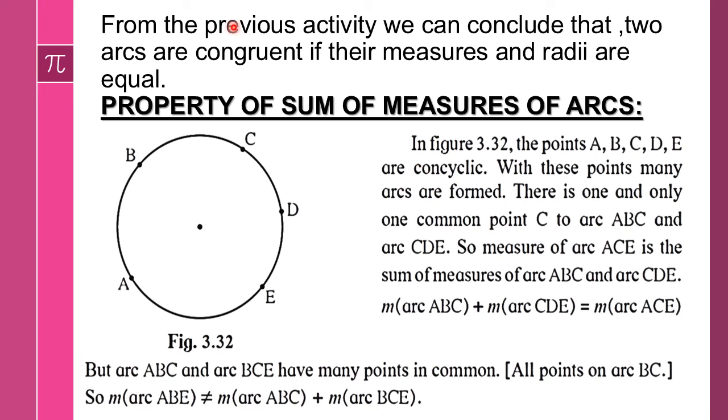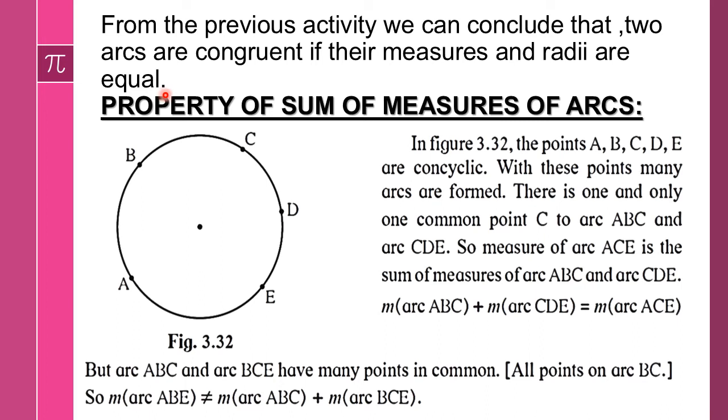So, from the previous activity, we can conclude that two arcs are congruent if their measures and radii are equal. So with the measures, the arcs should have equal radii also. Either they are on the same circle or different circles, the radius also should be the same. Then only we can call the two arcs congruent.